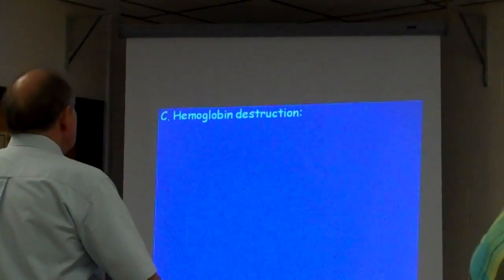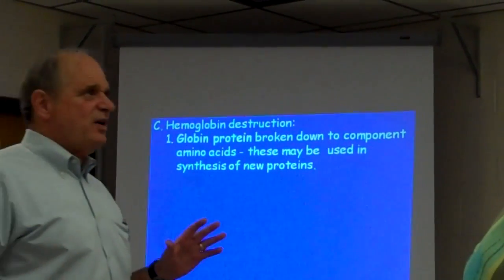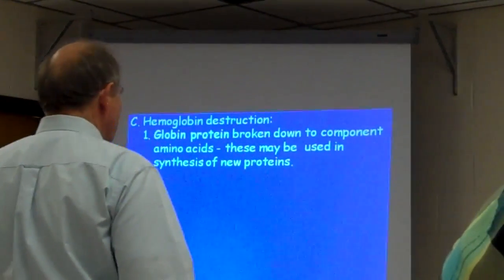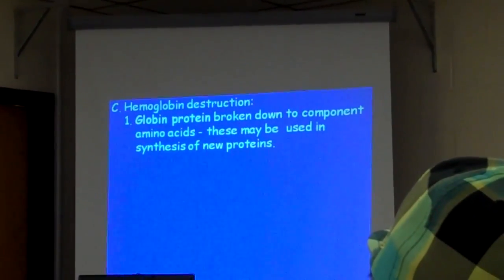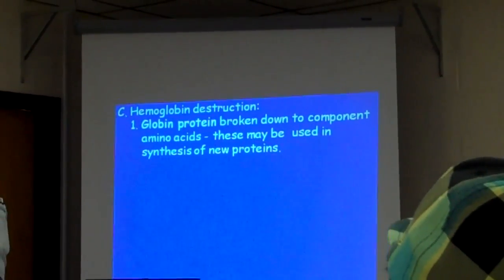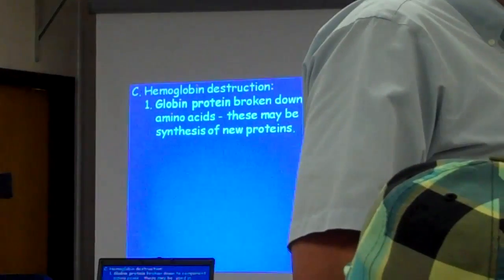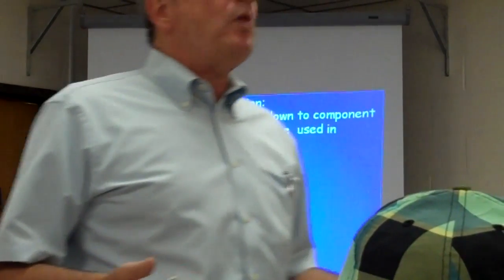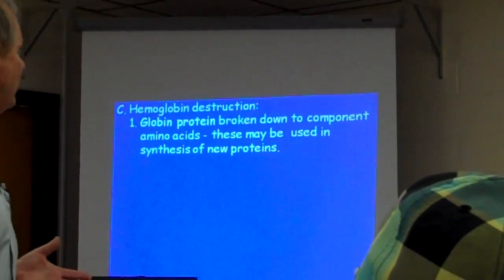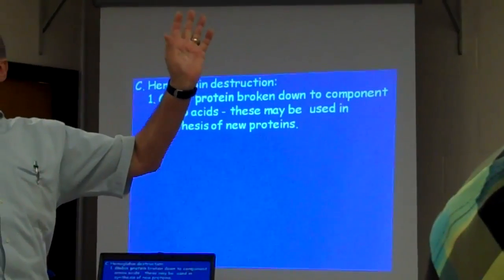Now right here, hemoglobin destruction. Okay, what is globin? Now if I go too fast right here, tell me to slow down because this stuff is kind of important. Globin protein is broken down to component amino acids. In other words, the globin is protein. Hemoglobin, heme the non-protein, globin the protein portion. Proteins are all composed of AAs, amino acids. They're all composed of amino acids. And so these amino acids may be used in the synthesis of other proteins, whatever.